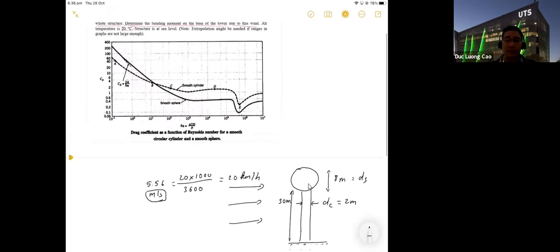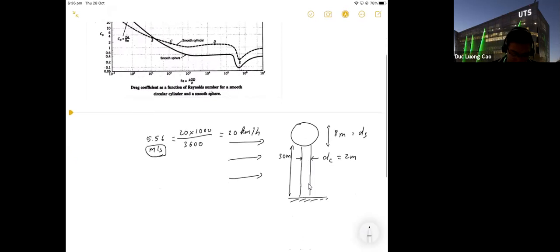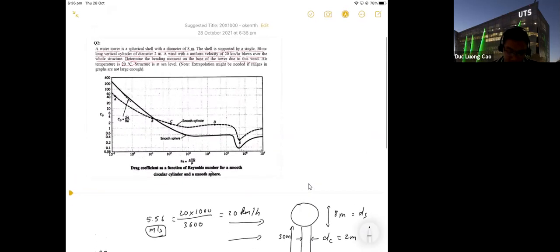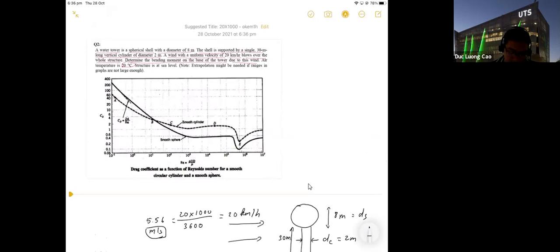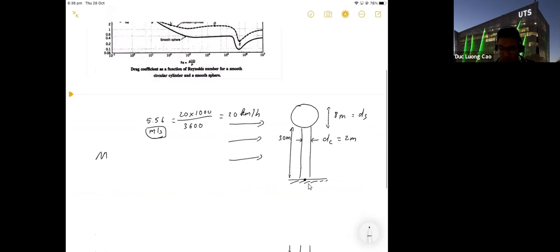Okay, you have this system. You have a shell on top, supported by a cylinder, and we have airflow with velocity 5.56 meters per second. Find the bending moment on the base of the tower due to the wind. How to find the moment? How to find the moment?